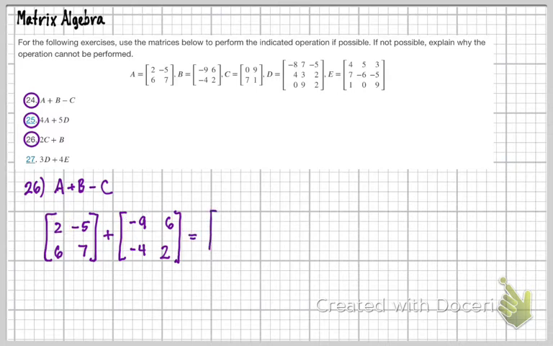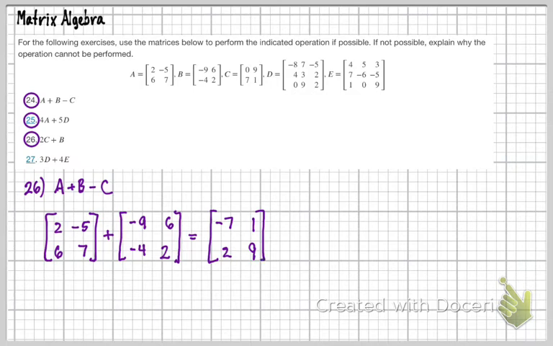First row, first entry and first row, first entry, and add those together. So for the first one, I'm looking at 2 plus a negative 9, which is going to be negative 7. And then negative 5 plus 6, and that's going to be 1. And then 6 plus negative 4, and that's going to be a 2. And then 7 plus 2, and that's going to be 9. So these are very straightforward to do.